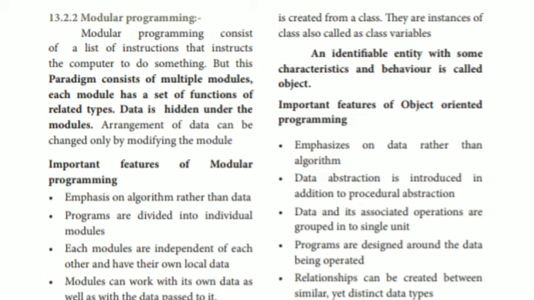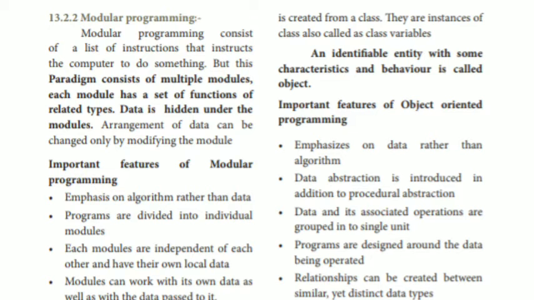Next, modular programming also consists of a list of instructions that instruct the computer to do something, but this paradigm consists of multiple modules. Each module has a set of functions of related types. Functions, instructions, types are hidden under the modules. Arrangement of data can be changed only by modifying the module. If we modify the module, arrangements may be changed.